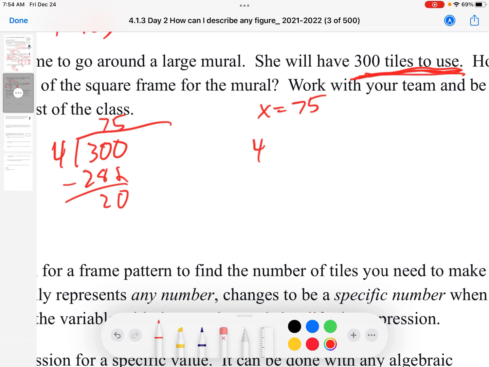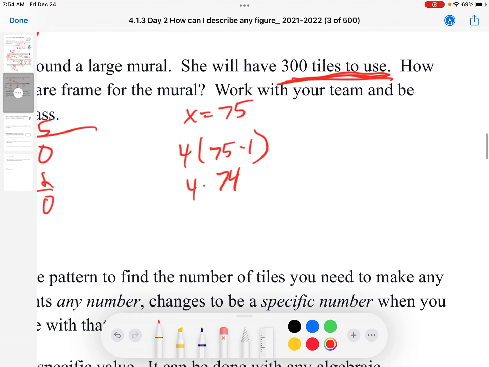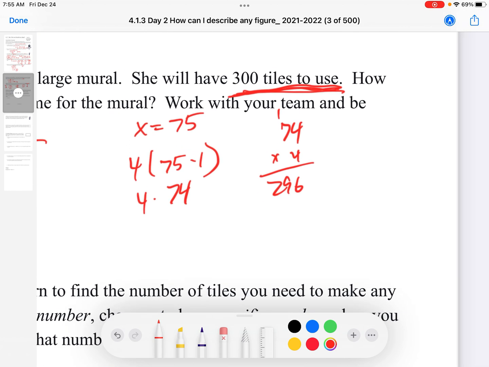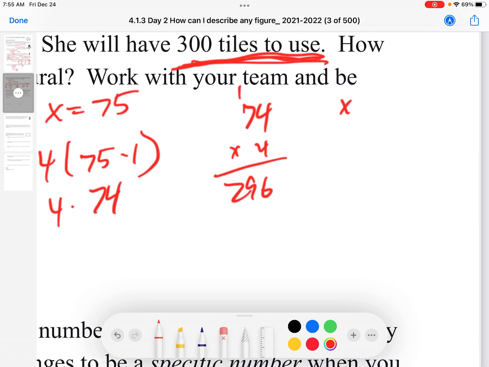All right, so 4 times 75 minus 1, 4 times 74. Okay, 74 times 4 is 296. We're not there, are we? We're short, so let's do x equals 76.